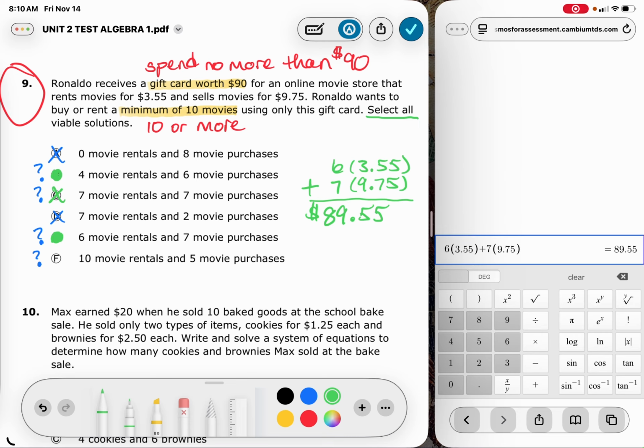Okay. Now let's take a look at F. Okay, let me erase that. F says there's 10 movie rentals. So instead of a 6, we're going to change that to a 10. And 5 movie purchases. So instead of 7, we're going to change that to a 5. And then in my calculator, I'm going to change the 6 to a 10 and the 7 to a 5. And that actually makes $84.25. So with that being said, that's less than 90. That's also an answer here. So our correct answers for number 9 are B, E, and F. All right.